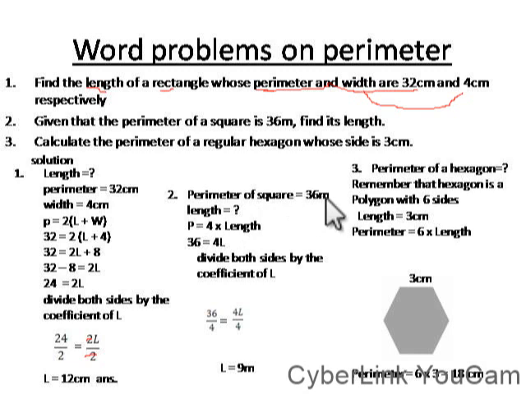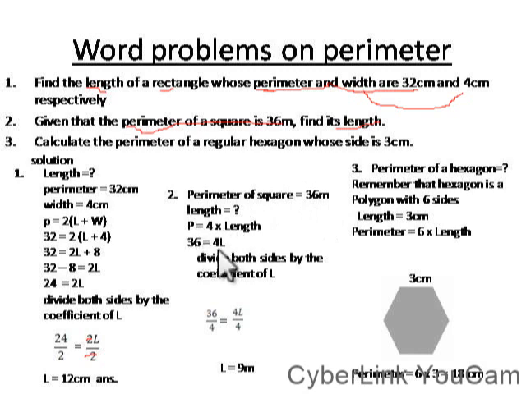Alright, so the second one. The perimeter of a square is given as 36 meters, and the length is what we are asked to find. To do that, we have to use the formula for finding the perimeter of a square. The formula is 4 times length, if you can still recall. The perimeter is given to us as 36, so in place of the perimeter, I write 36 equal to 4 times length, which is what we're looking for.